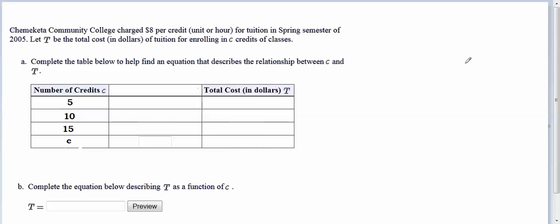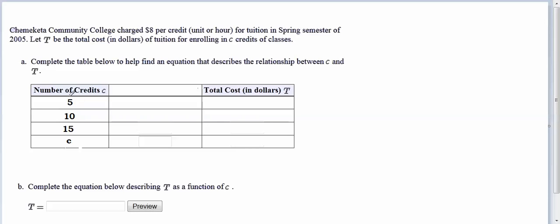In this problem, we're given a scenario where we're told that this community college charges $8 per credit for tuition in spring semester. And we want to first complete a table and then come up with an equation that will describe the total cost to a student enrolling if they select a certain number of credits. So let's look first at the first example in our table.